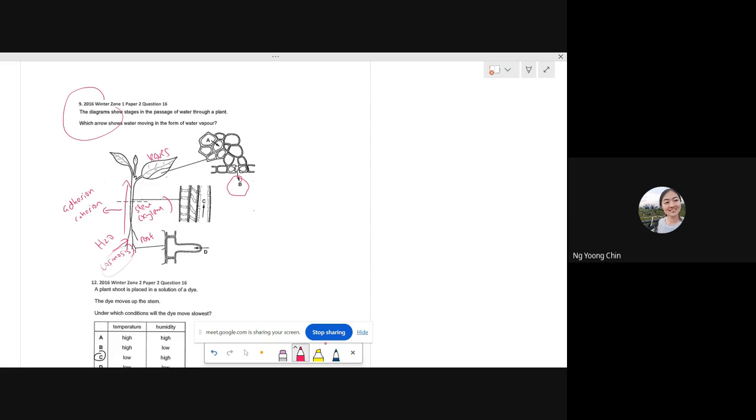So the water will enter into the xylem parts on the leaf, and then they will get into the mesophyll cell. So this circle structure is actually referred to as the mesophyll cell. You have two types of mesophyll cell, right? The palisade mesophyll cell, this one, and the spongy mesophyll cell.